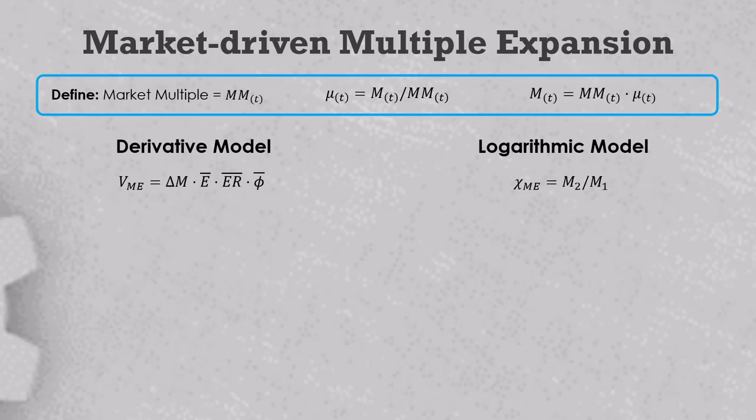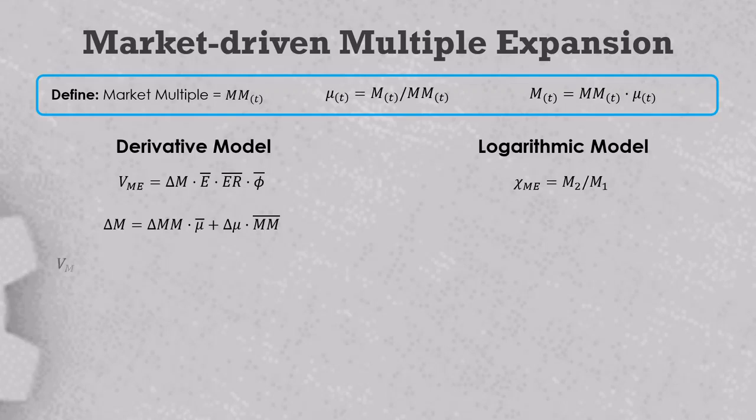Now, the math in VC 104 showed that whenever you have a product like this, we can use a bit of calculus to prove that the change in the company's multiple is equal to the change in the market multiple times the average mu plus the change in mu times the average market multiple. When you add these two values together, you will get the company's delta M. If you want to prove that, just plug in a few values. For example, assume that M goes from 5 to 7x and MM goes from 10 to 12x. The numbers will always work out.